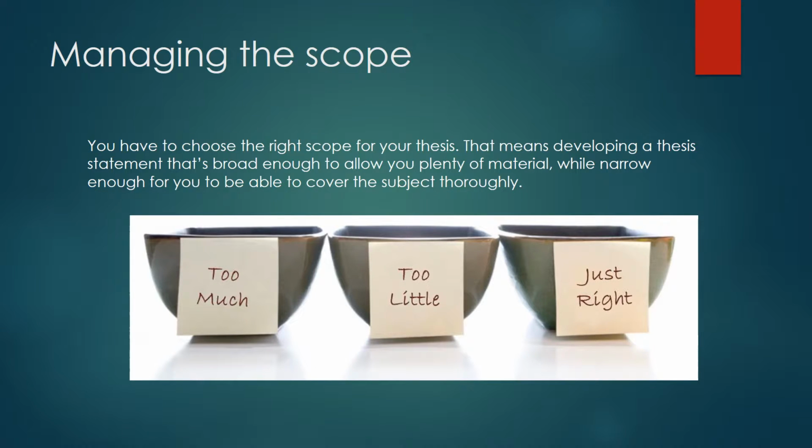The next step is choosing the right scope for your thesis. That means developing a thesis statement that's broad enough to allow you plenty of material to work with, while narrow enough for you to be able to cover the subject thoroughly. The first thing you need to look at is the required length of your paper. The longer it needs to be, the broader your statement needs to be.